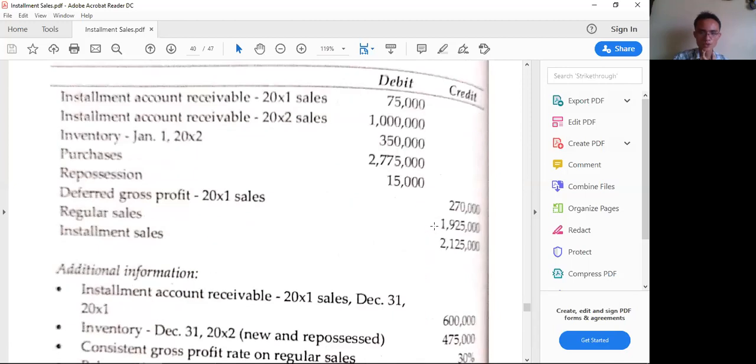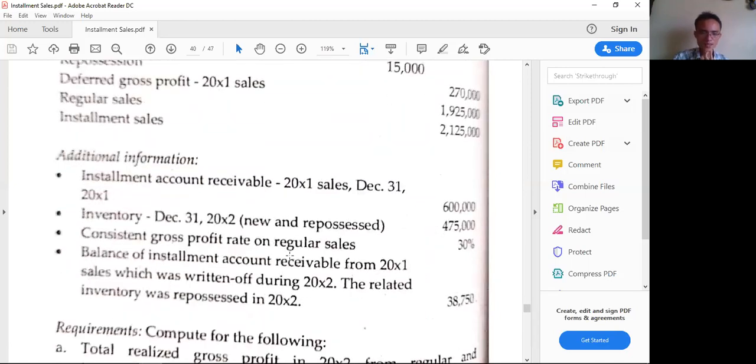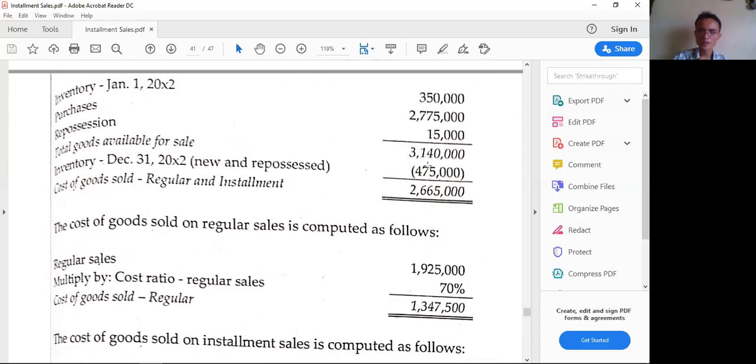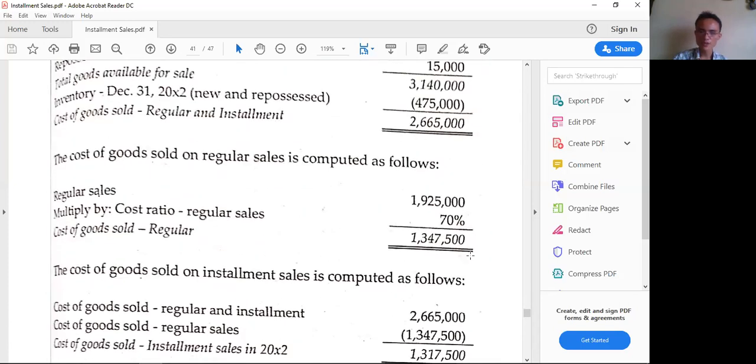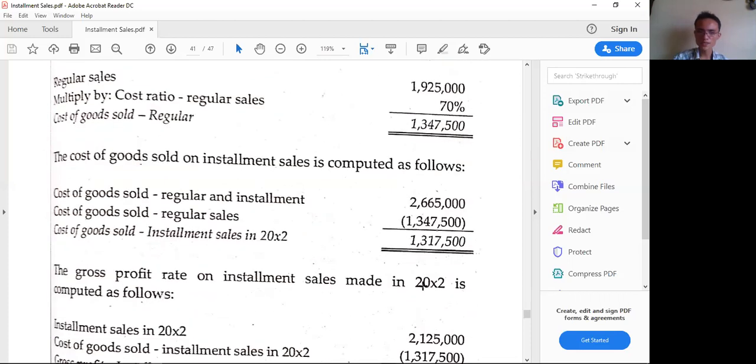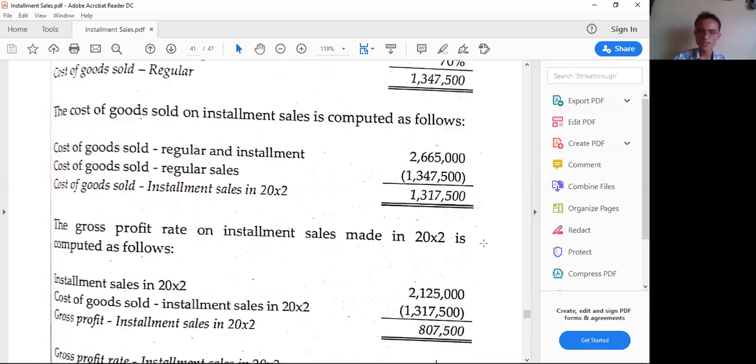So let's check for some clues. The gross profit on regular sales as given is 30%, which means that the cost ratio for regular sales is 70%. We have here regular sales at this amount. If we multiply that by 70%, we get the cost of sales for the regular sales. So that's why we obtain this amount. This is the total cost of goods sold. If we deduct the cost of goods sold for regular from the total cost of goods sold, regular and installment, we get the cost of goods sold for the installment.